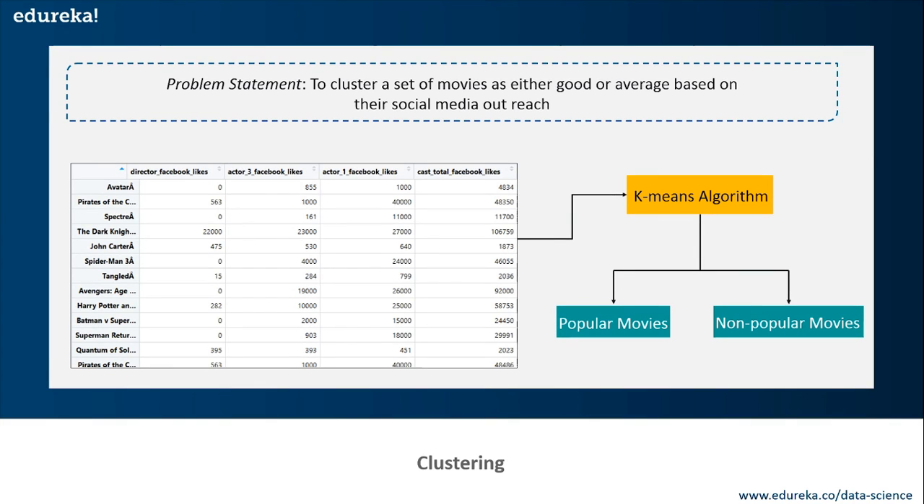Now here you have to cluster a set of movies as either good or average based on their social media outreach. Now the clue itself is in the question. This is obviously a clustering problem because you have to group a set of movies. Now if the word cluster wasn't there, you still have to understand that this is a clustering problem because I've said a set of movies as either good or average. Okay, so you're basically grouping movies, right? So this is a clustering problem. Right, for this you can make use of the k-means algorithm, which is a clustering algorithm.